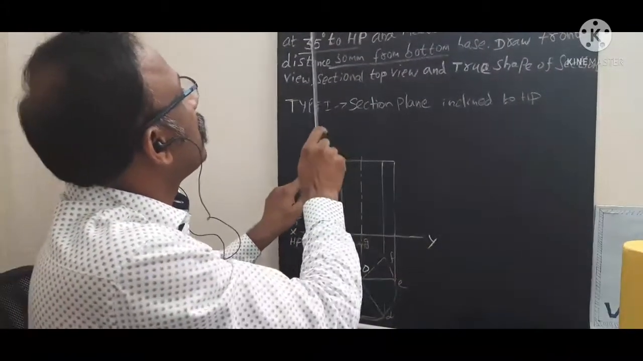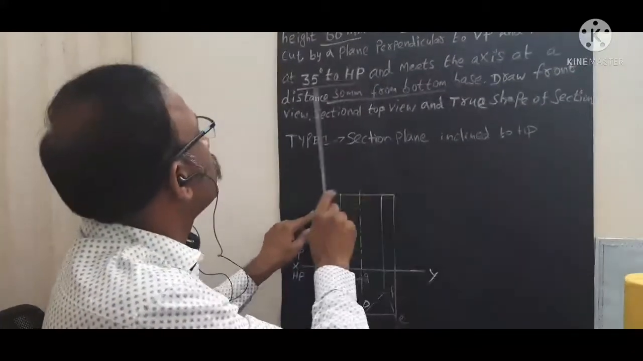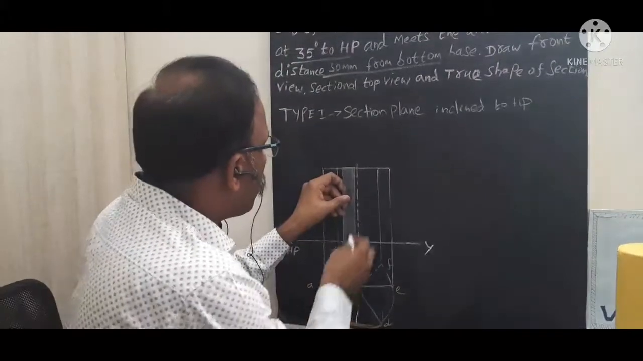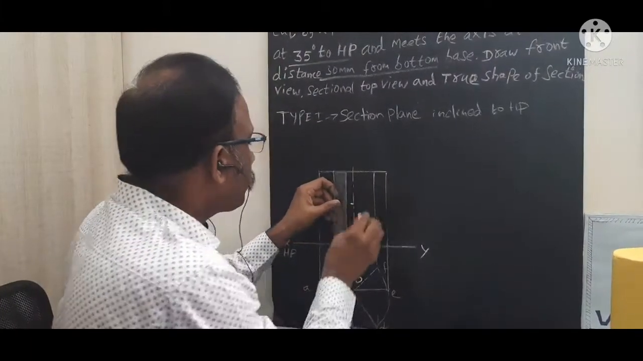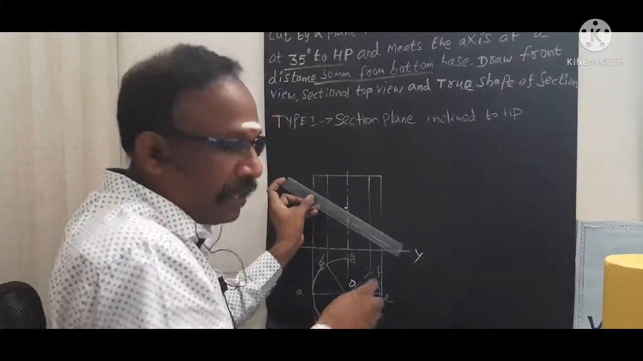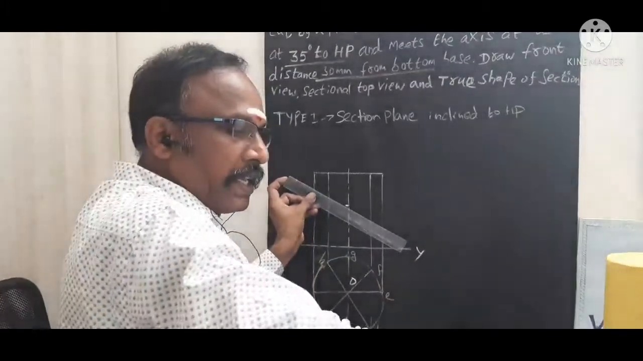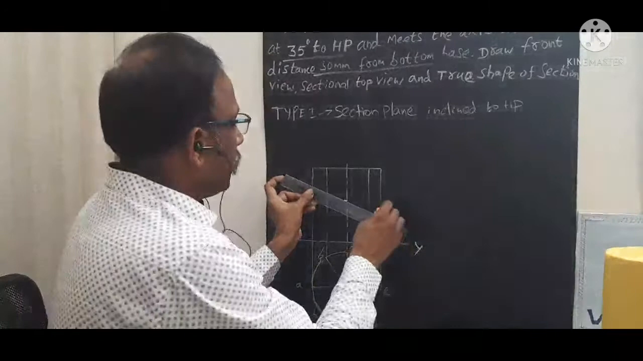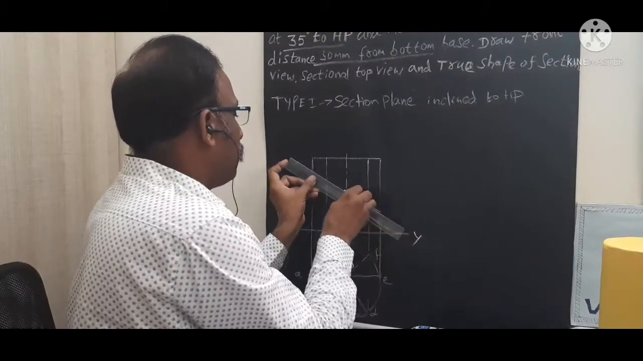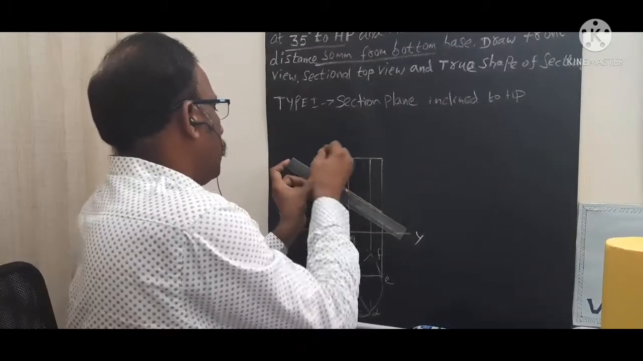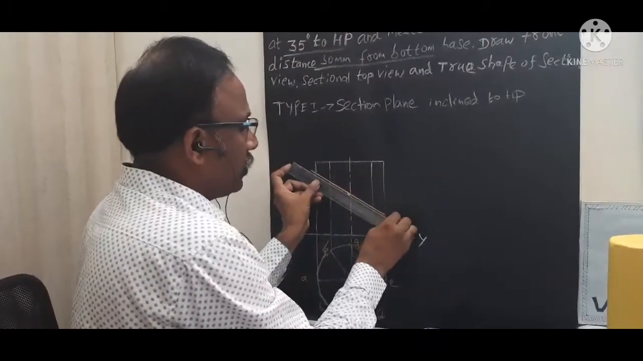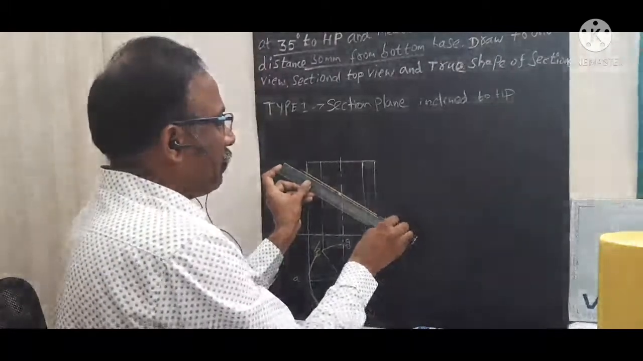Now I am going to mark the 35 degree inclination, where the section plane cuts the axis at a distance of 30 mm. So you need to mark the center point from the top. Then you need to draw one 35 degree inclined line. This inclined line I call the section line. This is 35 degrees to HP. If you extend this, you will get 35 degrees.